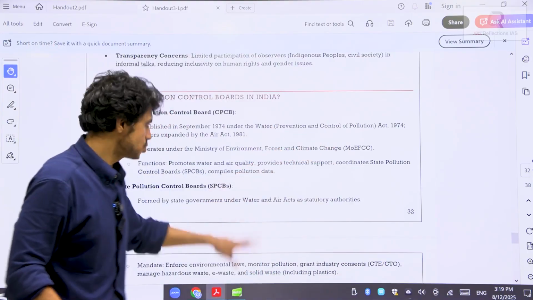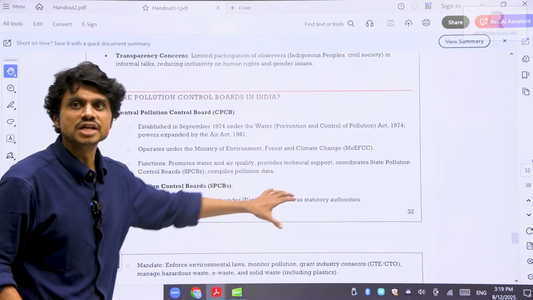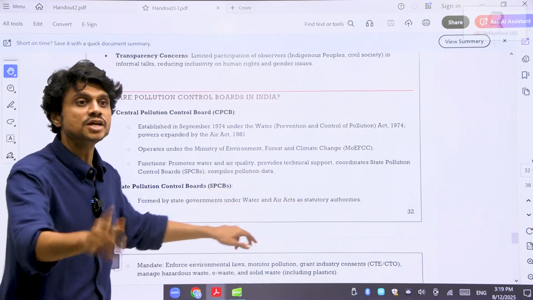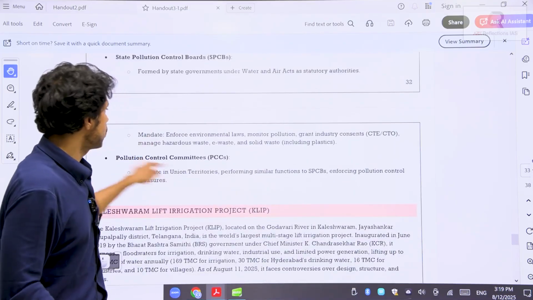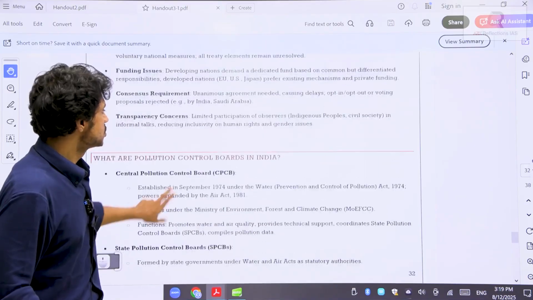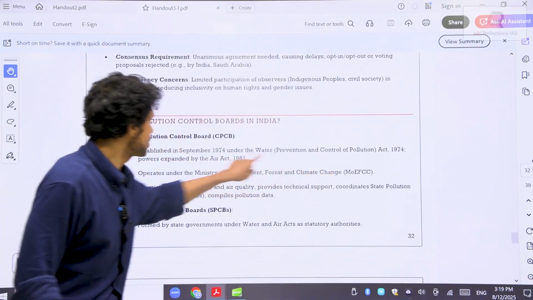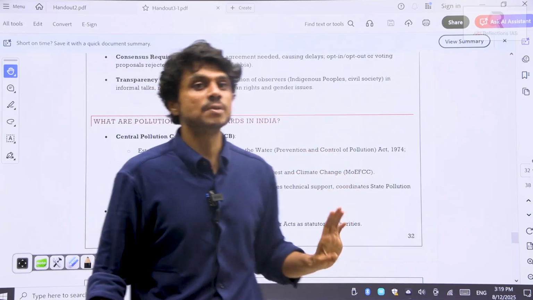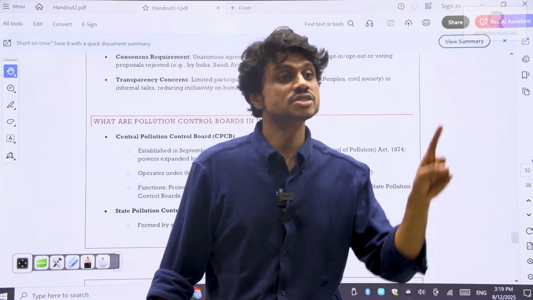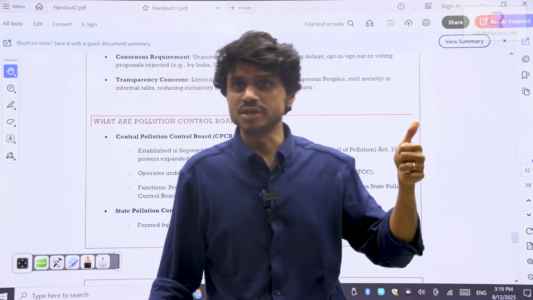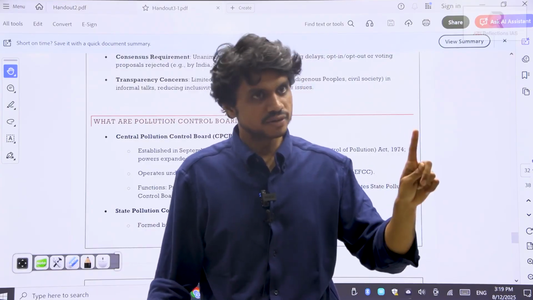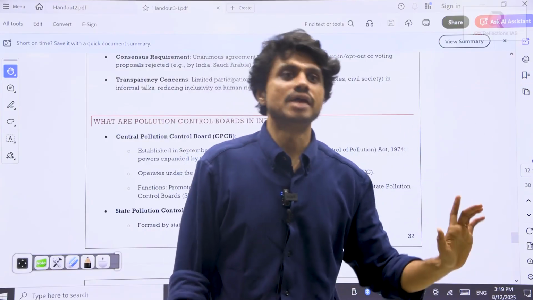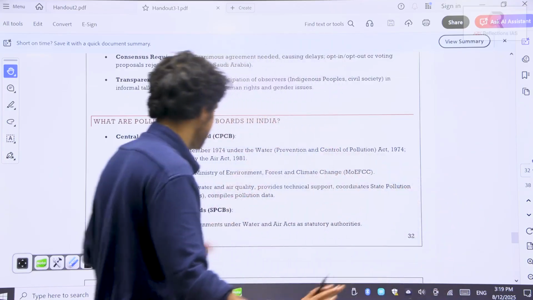In the same way, through the same acts, you also have the state level SPCB. In the union territories, you have the Pollution Control Committee. This is the most important act which is working under the Ministry of Environment. They may ask whether it is a statutory body under the Environment Protection Act. No, is it a statutory body under the Air or Water Act? Water Act. It got additional powers from the Air Act. This is a factual thing.